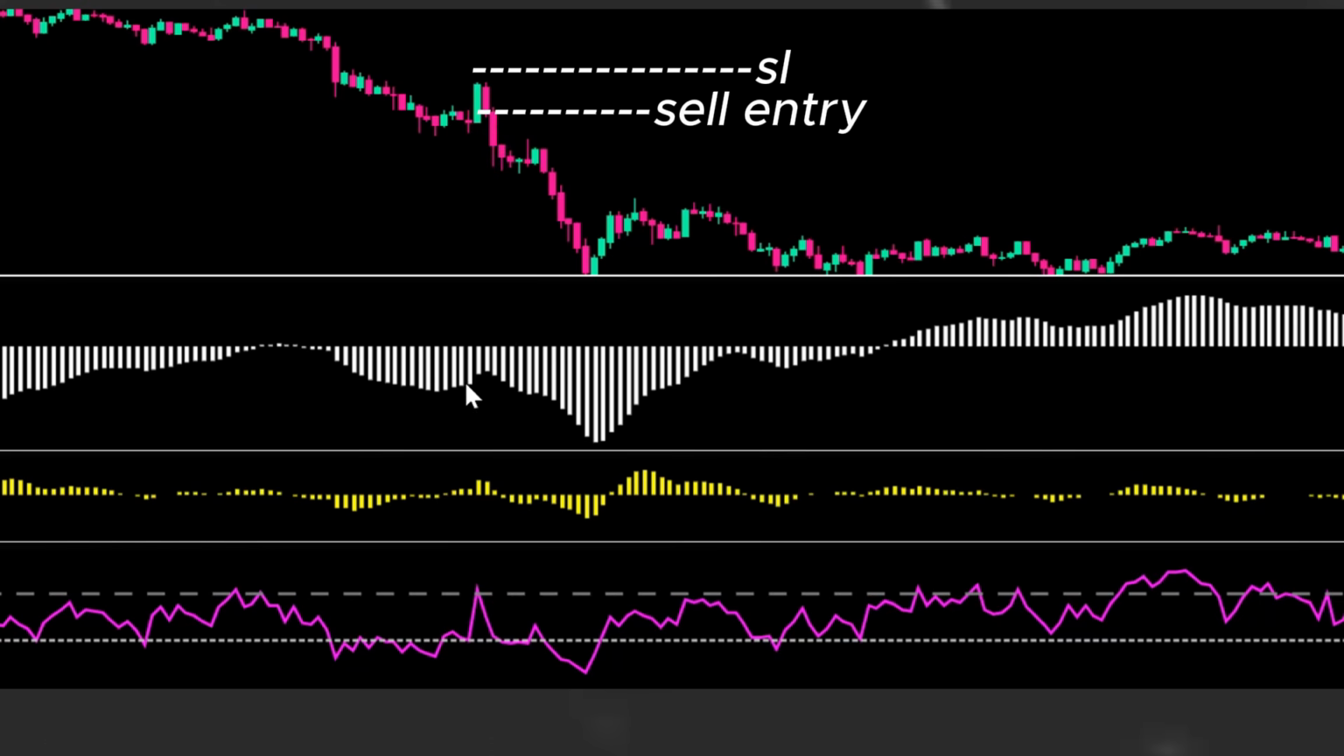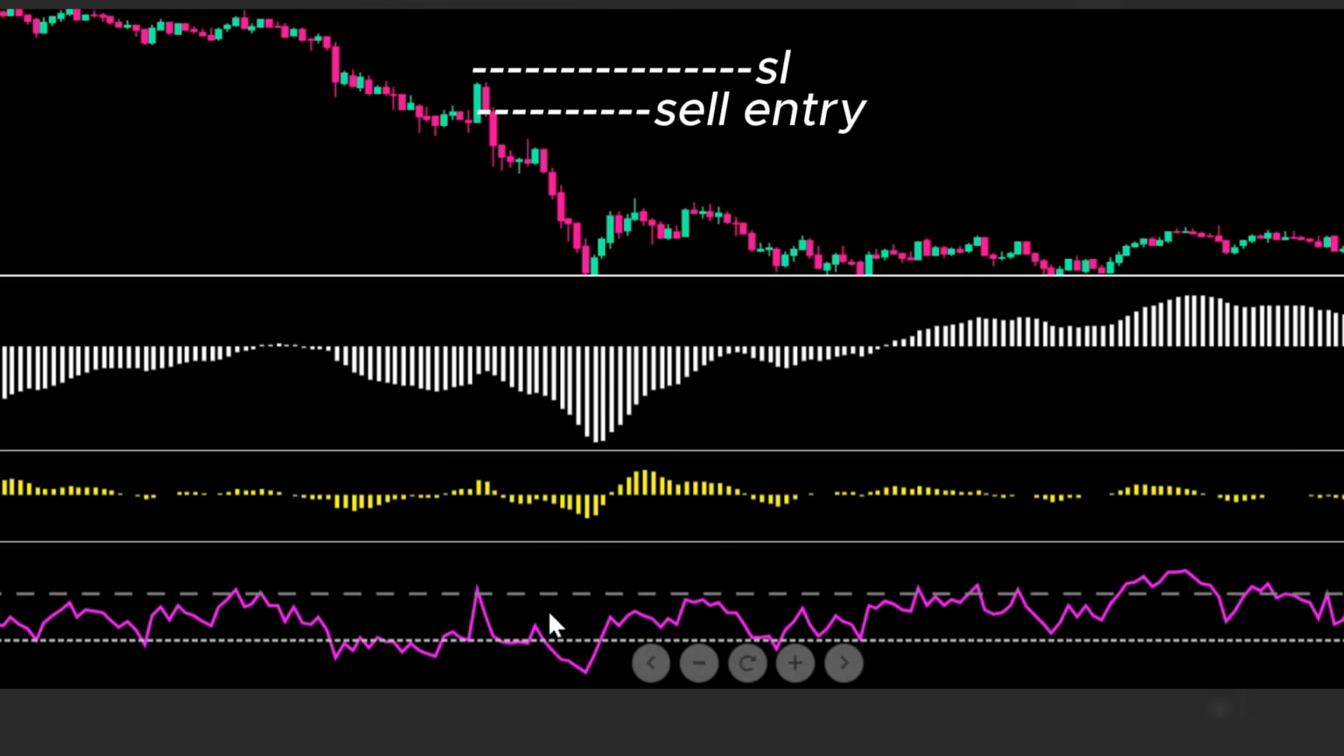Place your stop loss just above the last swing high. This protects you if the market keeps going up instead of reversing. For take profit, watch the RSI again. After entering the trade, when RSI moves down and crosses below the 50 level, that shows the bearish momentum is getting weaker and it's time to close the trade. This keeps your profit safe and avoids staying too long in the market.